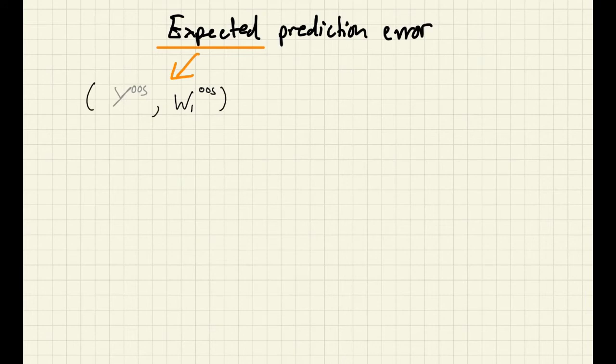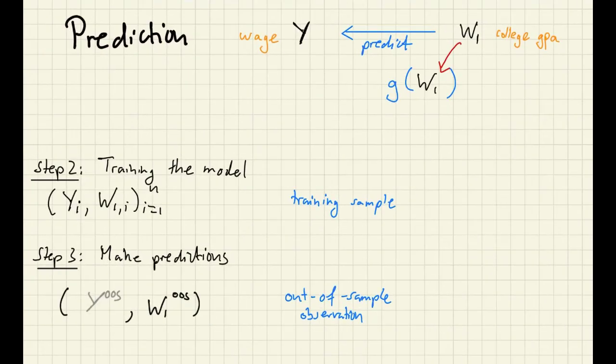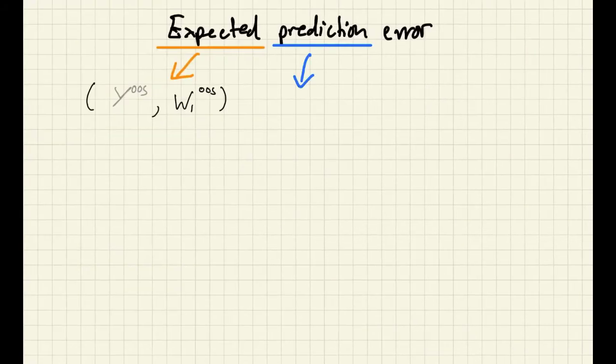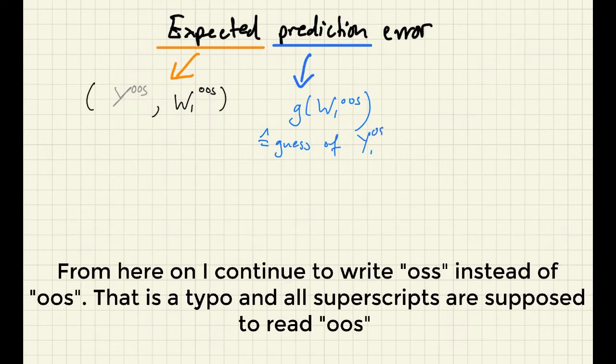Next up is the word prediction. So our prediction is this g function evaluated on the out-of-sample observation. Loosely speaking, we can think of a prediction as a guess of the unobserved outcome.